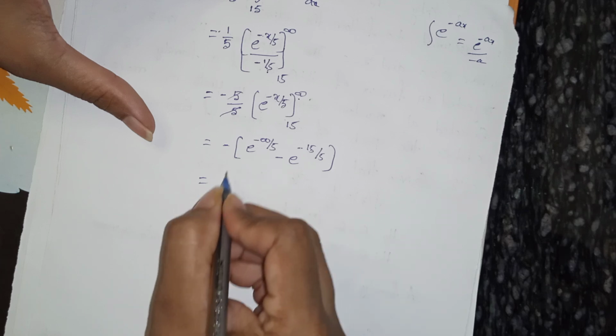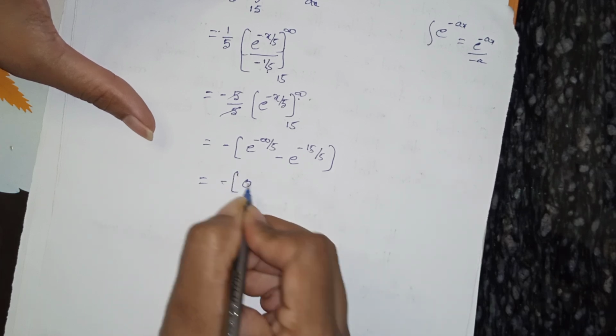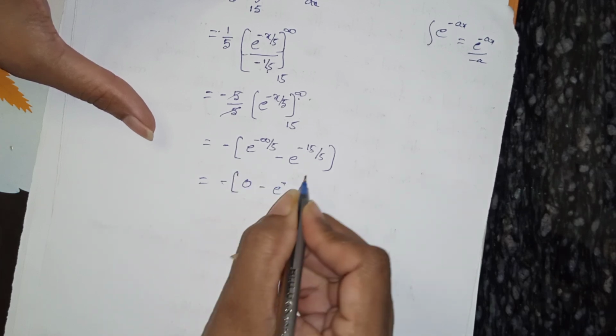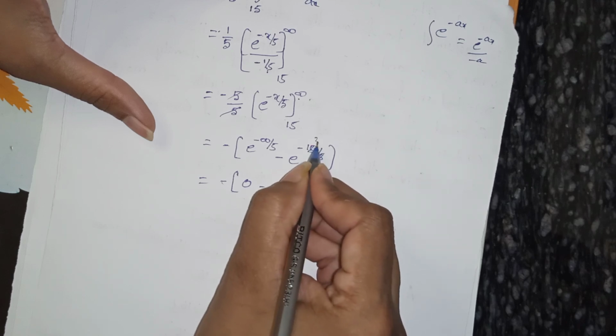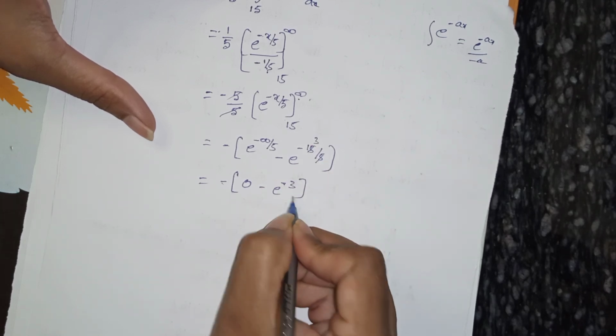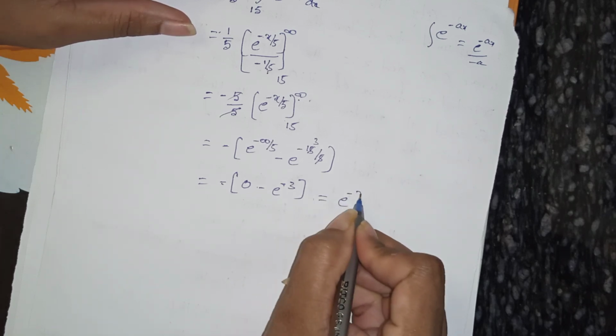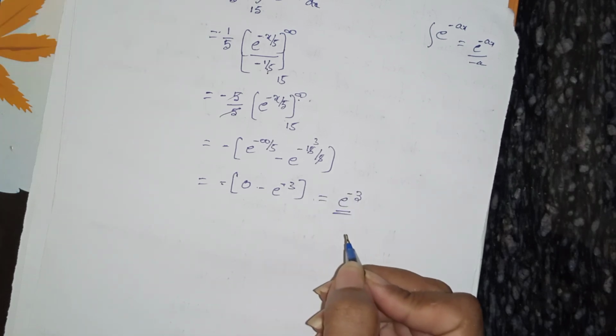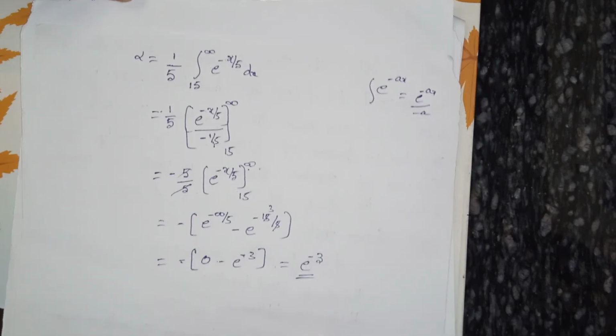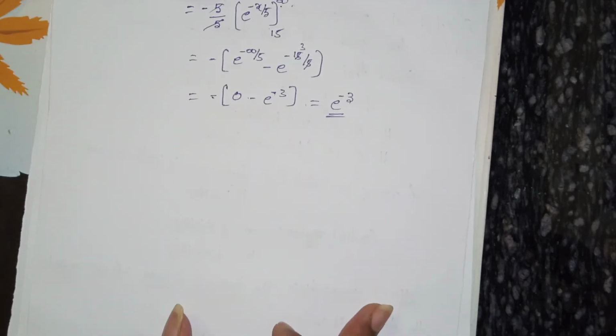So that equals minus 0 minus e to the power of minus 5 threes, which is minus 3. So minus minus becomes plus. That means e to the power of minus 3 is the type 1 error. Alpha equals e to the power of minus 3.